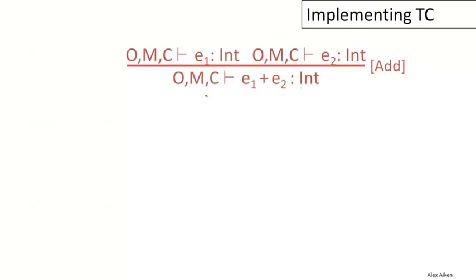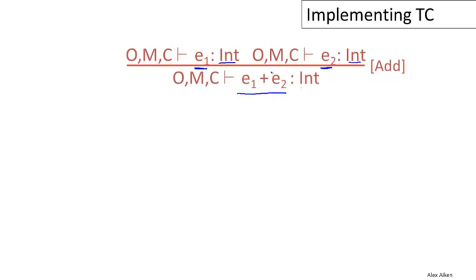Let's start our discussion of the implementation of Cool type checking with one of the simpler rules in the type system, the rule for addition. And let's just briefly review what this rule says. It says that to type check E1 plus E2, we first have to type check E1, and then we have to type check the sub-expression E2. And both of those sub-expressions have to have type Int.